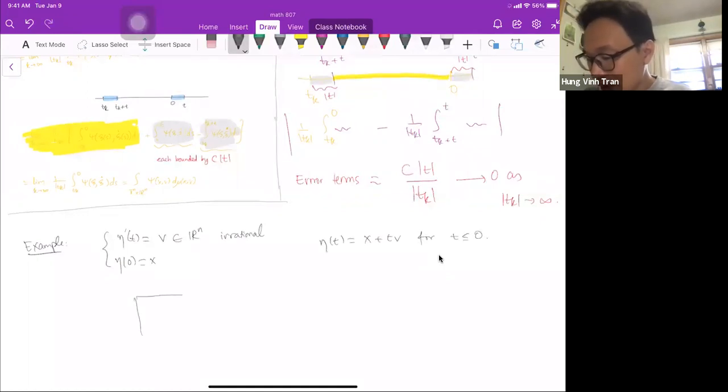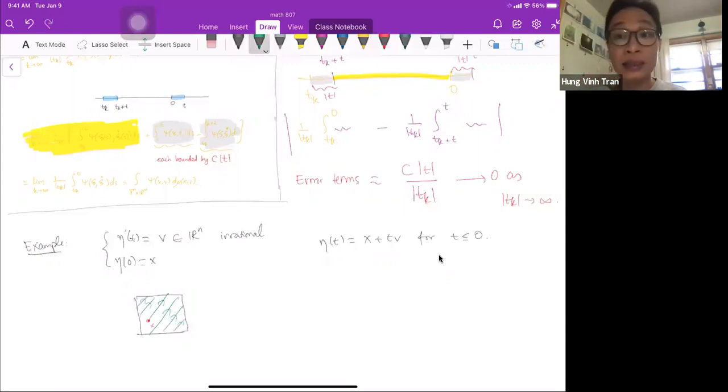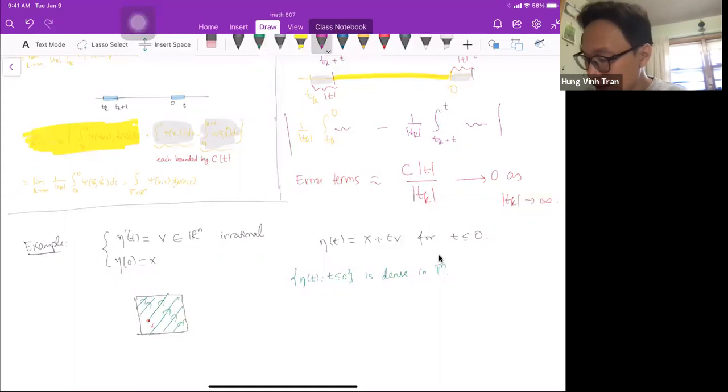And clearly, if you take a point x here and you run your flow with irrational vectors, you know that the orbit is going to be dense in the whole torus. So one thing for sure, it's clear that eta(t) for t less than or equal to zero is dense in the torus. But moreover, I forgot the name of this result, you can also define mu_t as above.